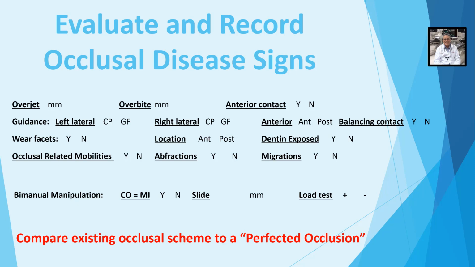So we're going to look at if there's anterior contact or overbite, or if there's any lateral contact in excursions, or wear facets, or is there any dentin exposed? Is there mobility, abfractions, migrations, all the teeth things about occlusal disease. Then we're going to see if there's a discrepancy between CO and MI.